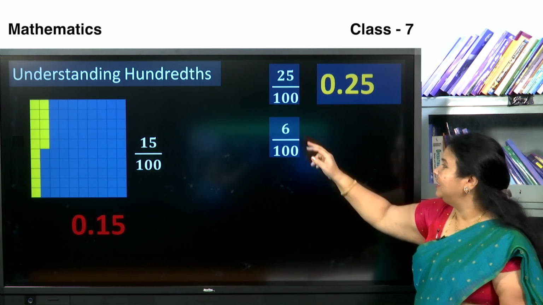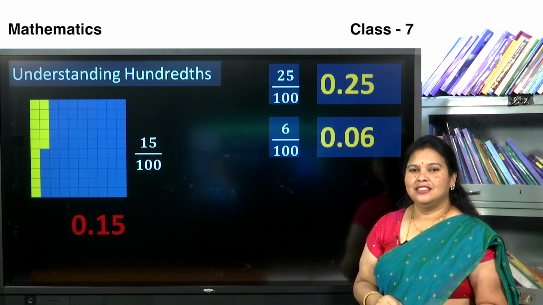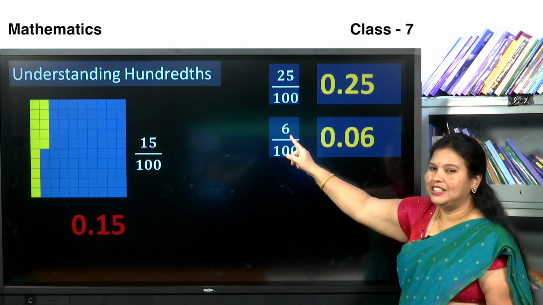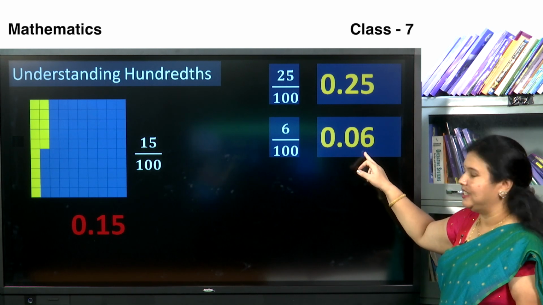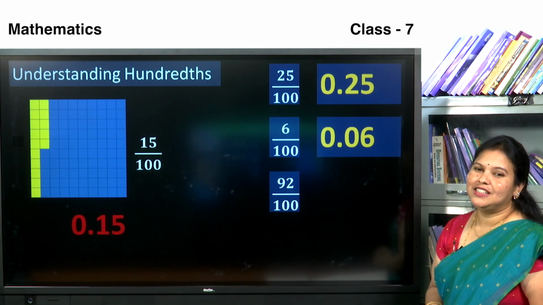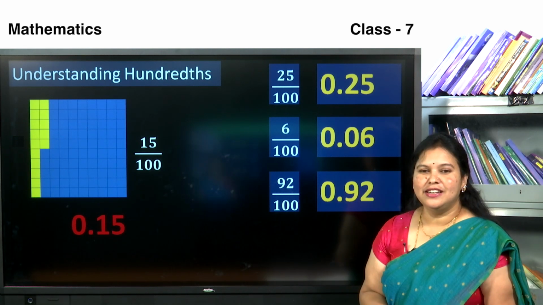Here only one digit is there, 6 by 100. So, how to write it? Yes, it is 0.06. We have only one digit, that is in the unit place. So, we have to write it in the 100th place. Here 92 by 100 is there. How to simplify this? Yes, it is 0.92. We will see the next example.